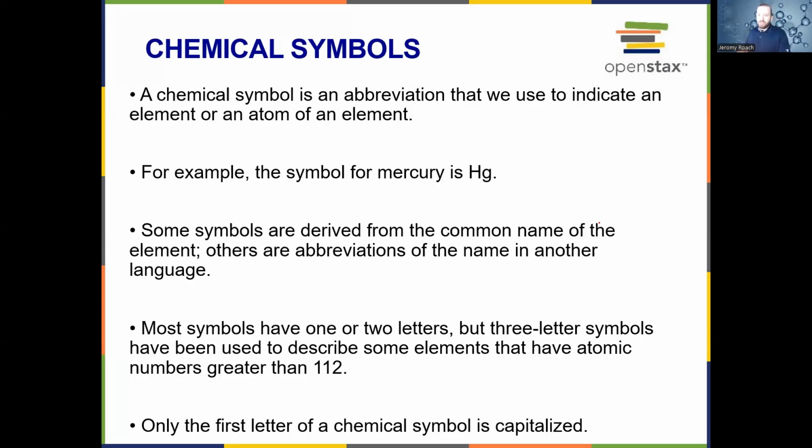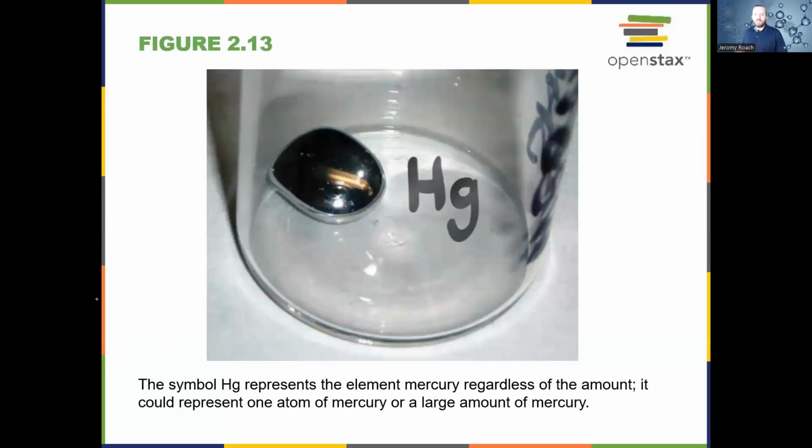Most of these symbols have two letters. We've used three letters before for atomic numbers greater than 112. And only the first letter is capitalized. So that's how we can tell the difference between these different elements when we have a lot of them written out. That's very important, that we capitalize only the first letter. Here's mercury. It's in a liquid state at room temperature.